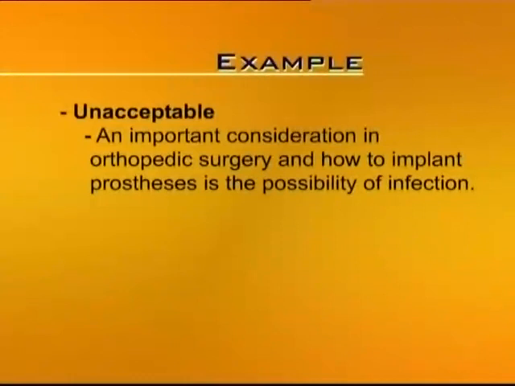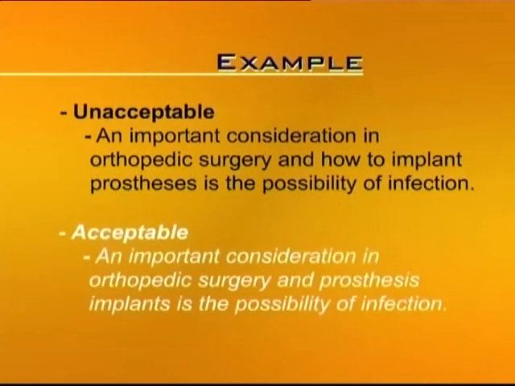Let's have a look at a few examples. An unacceptable sentence would be: an important consideration in orthopedic surgery and how to implant prosthesis is the possibility of infection. Now, in this example, as you see, there are two different phrases that are not parallel in structure. An important consideration in orthopedic surgery is one, the other is how to implant prosthesis, and they are not in parallel structure. The improved version would be: an important consideration in orthopedic surgery and prosthesis implants is the possibility of infection.